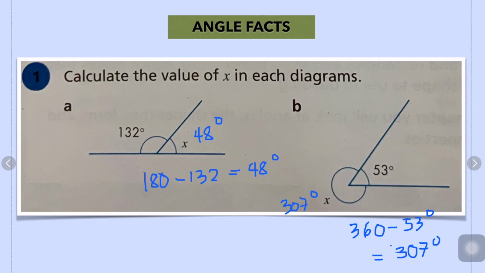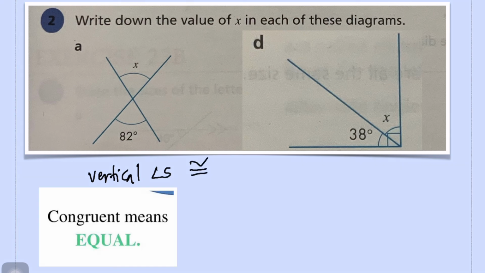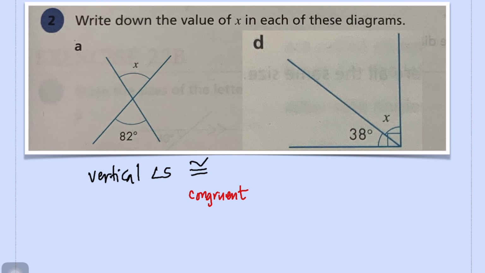Okay, next one. Write down the value of x in each of these diagrams. For letter A here, look at this illustration. How is x related to 82 degrees? They are considered to be vertical angles. And remember guys, vertical angles are congruent. When we say congruent, meaning they are equal to each other. Their measurements are equal. So the value of x here is 82 degrees, since this is vertical to 82 degrees.